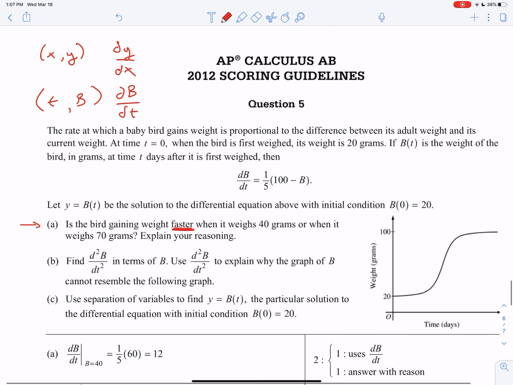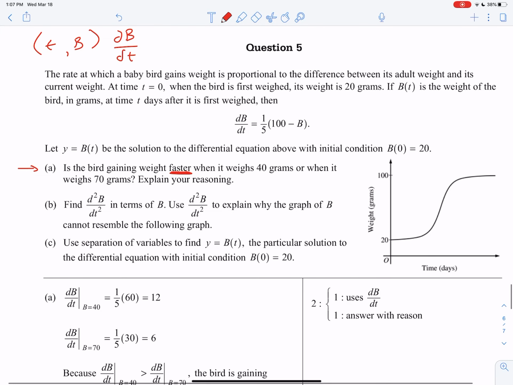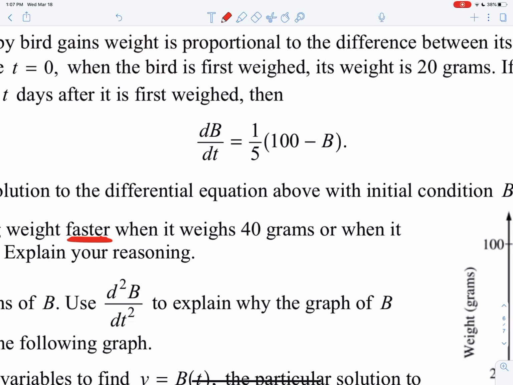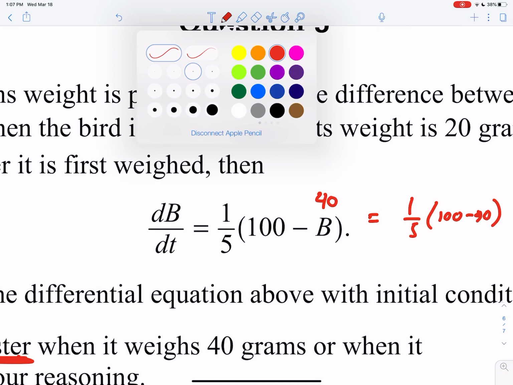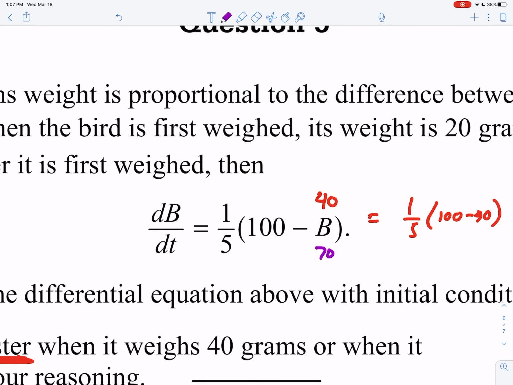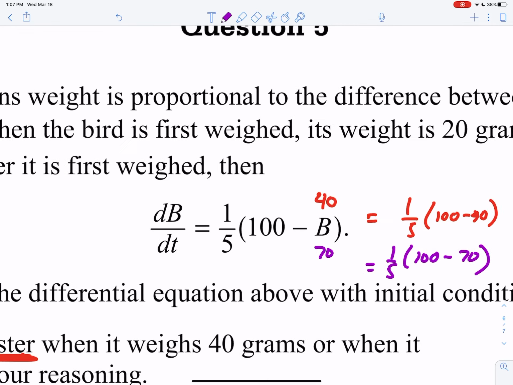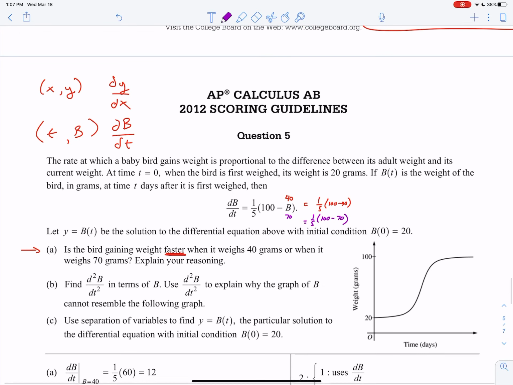So basically you're plugging in 40 into B. That'll give you 1/5 times 100 minus 40. Or if you're plugging in 70, which in this case will give you 1/5 times 100 minus 70. Now you could analyze it. It's easier in this case to just simplify it through.